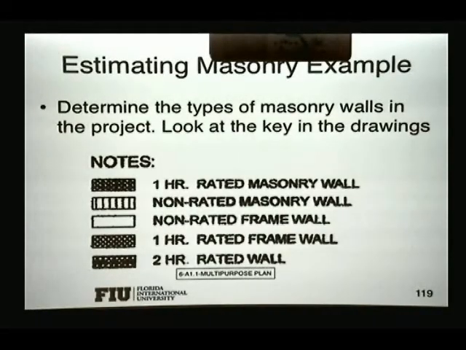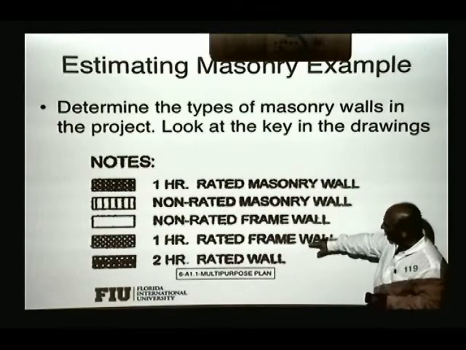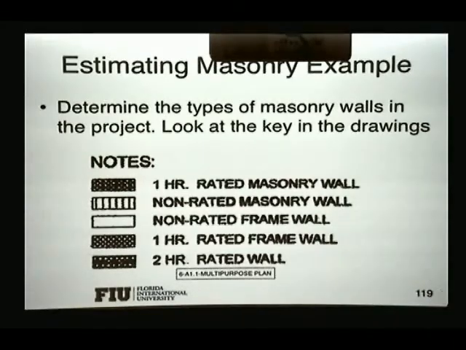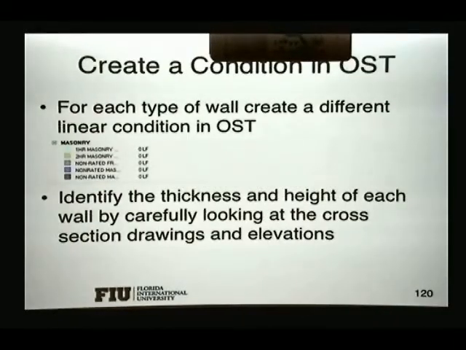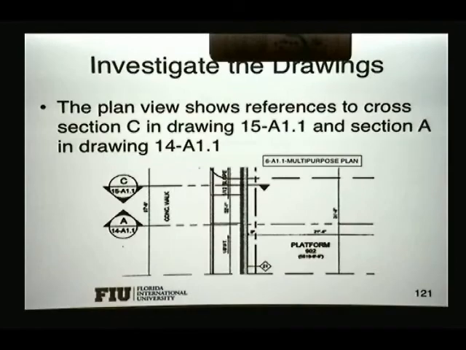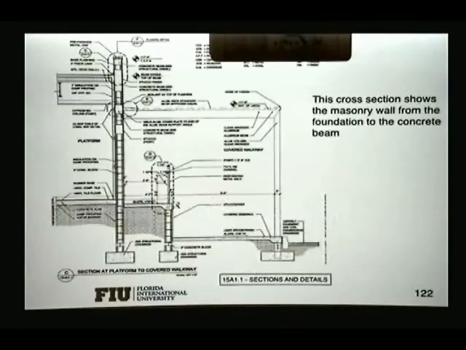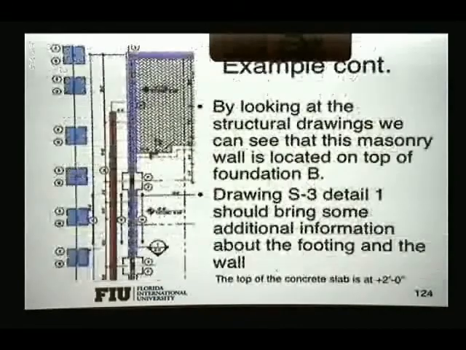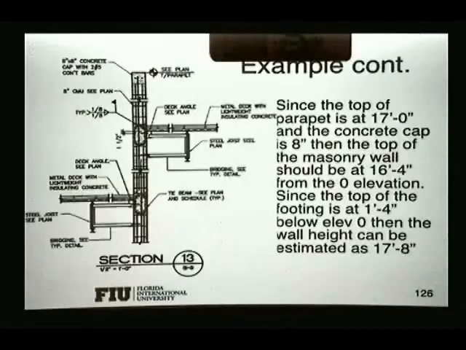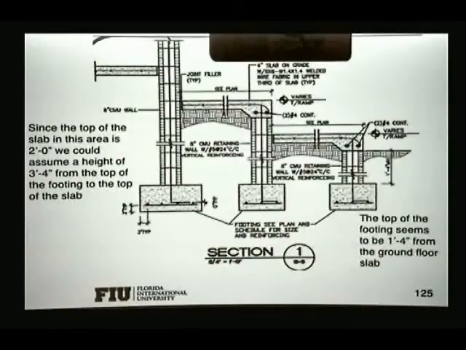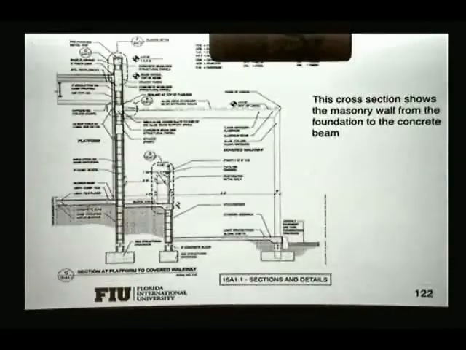In the drawings, it will give you notes and keys of what type of wall you have in different areas of the building. So you need to make sure that you understand which one of those you're using, and then create the conditions in On-Screen Takeoff to do the particular type of wall that you want. This goes down into the examples of the project. So what I will do is I'm going to stop here.